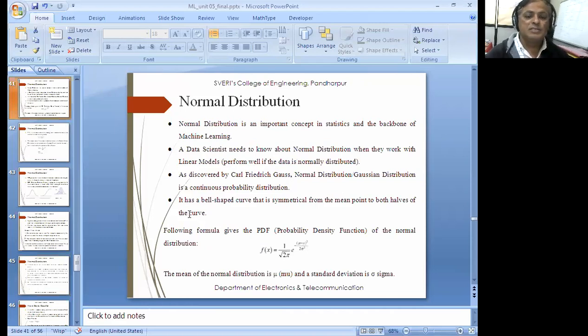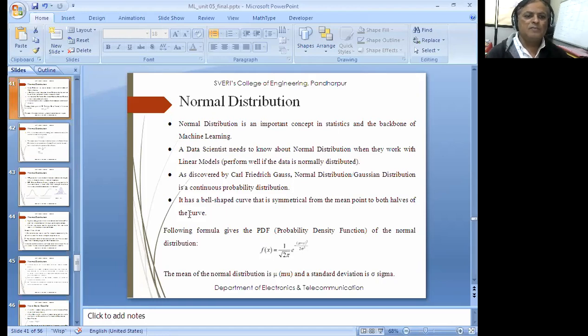Then the second concept is the normal distribution. We have already seen this normal distribution. Remember where? When we studied the Gaussian distribution, we also studied the normal distribution. So the point you are going to study here is the normal distribution. That is a concept in statistics, and it is a backbone of our machine learning. So we were studying two types of distribution, one is normal and the other is Gaussian. A data scientist needs to know about the normal distribution when they work with linear models.